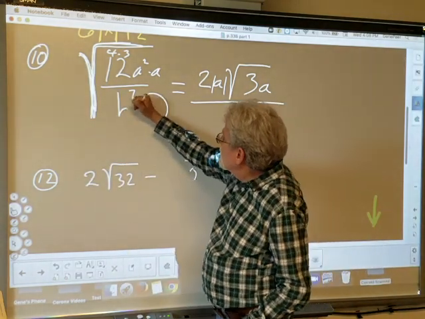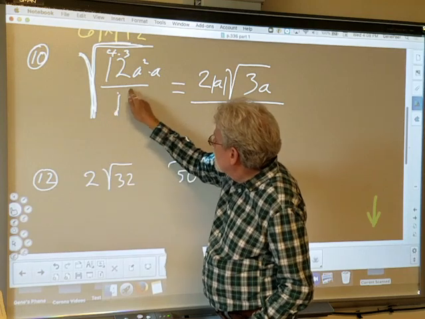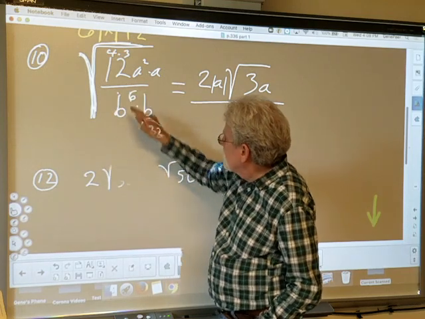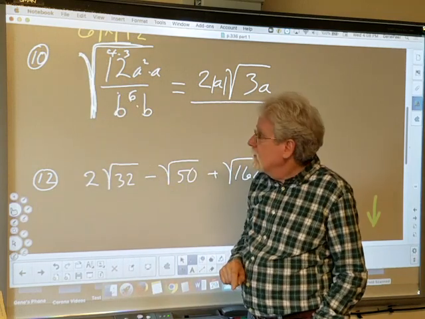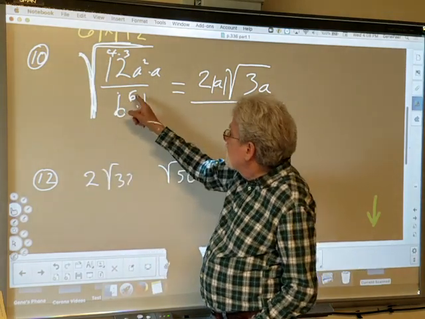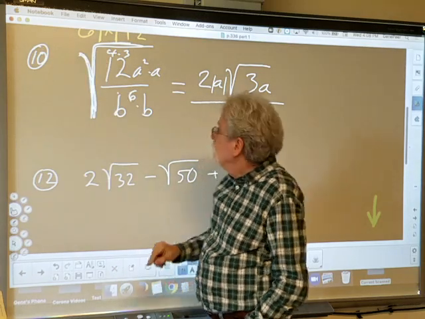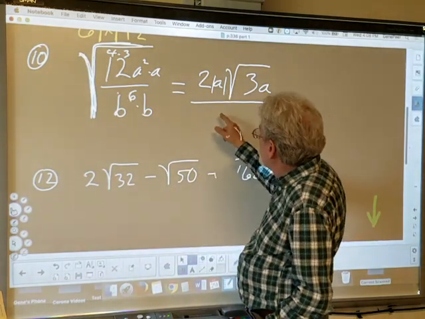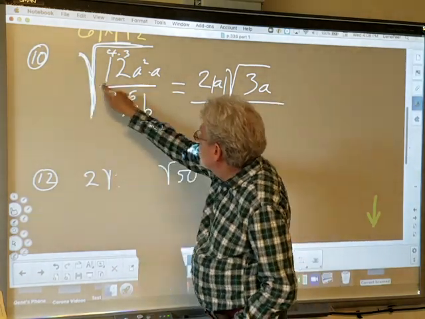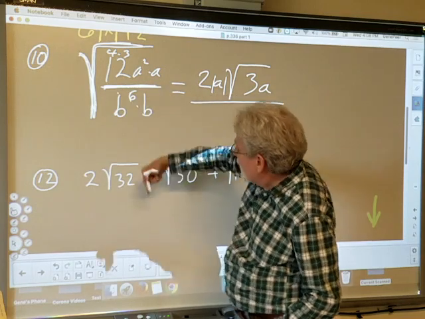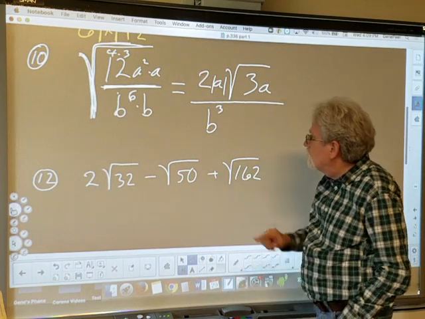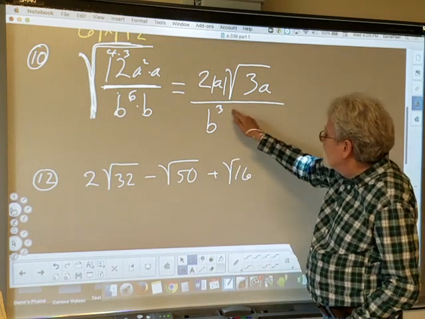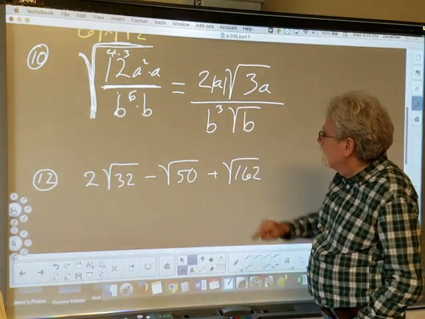Well, let's think of that b to the 7th as being b to the 6th times b, right? But we know the square root of b to the 6th, or b to the 6 over 2, is b to the 3rd on the outside. But watch out. It is in the denominator. It's got to stay in the denominator. B to the 3rd on the outside of the radical, but in the denominator. And it's over square root of b still.